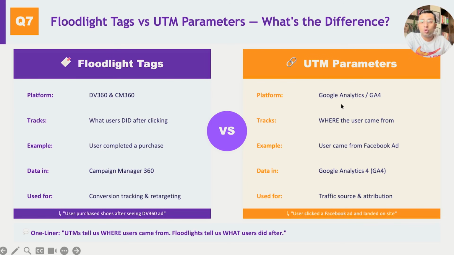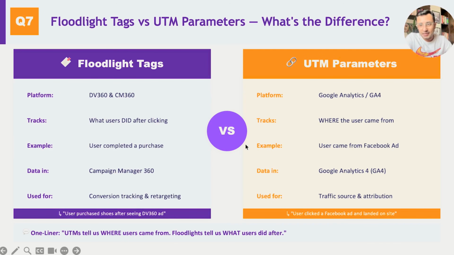They are tracked in Google Analytics because they track universally all the ads you are targeting, not just Google Ads or DV360, but even Facebook ads, Reddit ads, LinkedIn ads, whatever ads you run. So Floodlight tags track what users did after clicking, and UTM parameters track where the user came from. An example for Floodlight tags would be, a user completed a particular purchase. And for UTM parameters, an example would be, this user came from a Facebook ad. If a person sees a Facebook ad and clicks on that, it's tracked through UTM parameters.